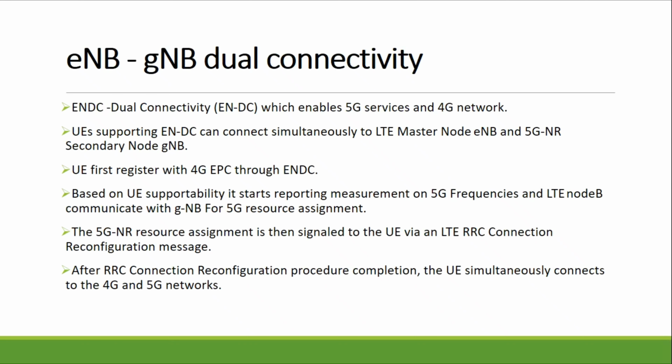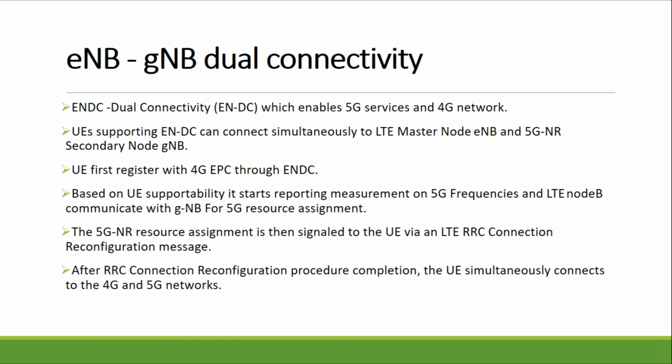So first of all, what exactly does dual connectivity mean? Dual connectivity basically enables the 5G service in coexistence with the 4G network. That's why it's named ENDC, dual connectivity. So whatever UE supports ENDC can connect to both LTE, which we know as the master node, and 5G, the secondary node, simultaneously at the same time.